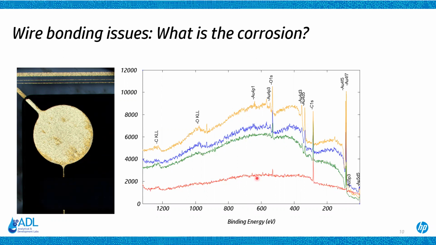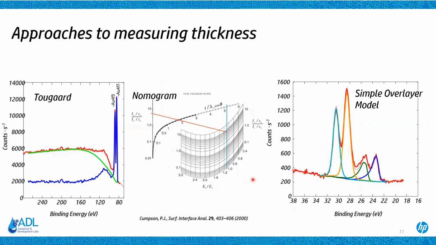But it leads to the question of, so what is the thickness of the stuff that's on here, and how can we measure that? Now, there are different ways you can measure thickness. One is the obvious simple overlayer model, where you have two peaks that are close together in kinetic energy. In this case, it's an oxide on top of metal. You can take the ratio of the peak heights, apply a correction factor, and come up with a thickness.